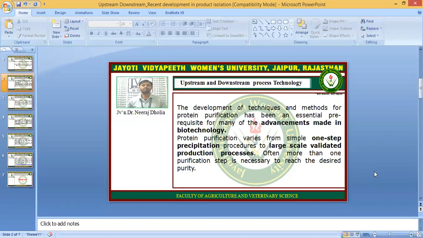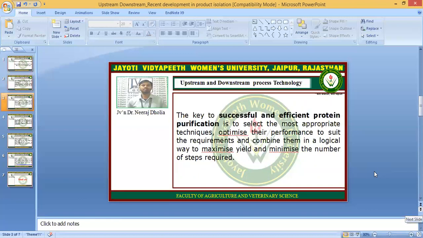Okay, so for example, the products of molecular grade which are used in research purposes have very high purity, and that cannot be achieved using a one-step process. So that may involve multiple processes or multiple steps.